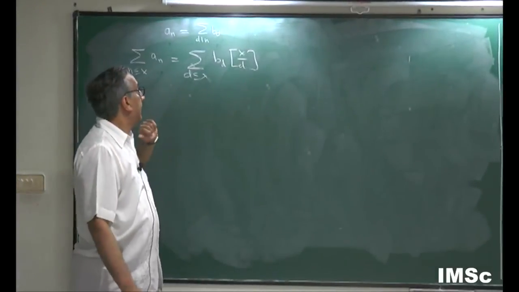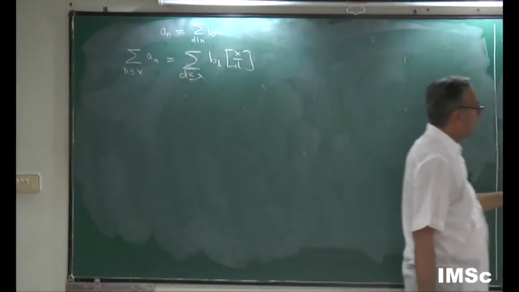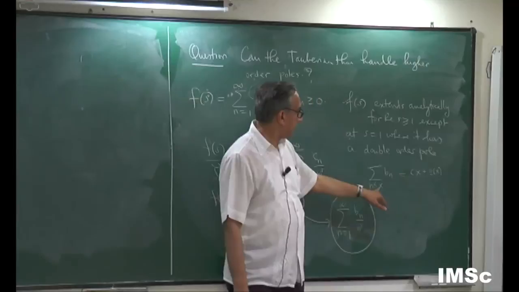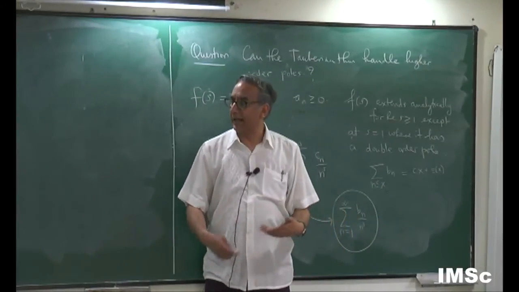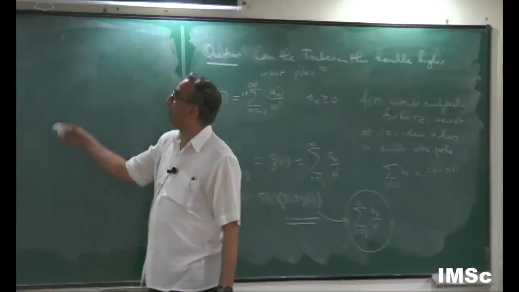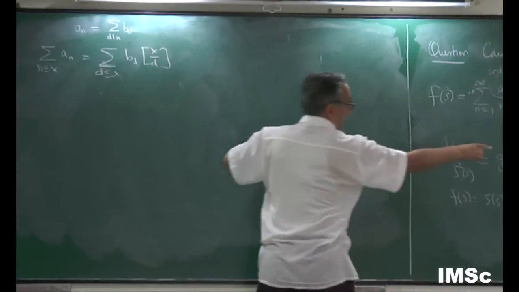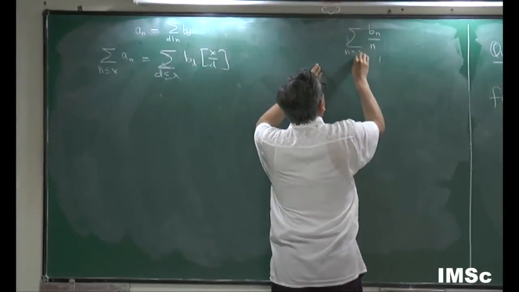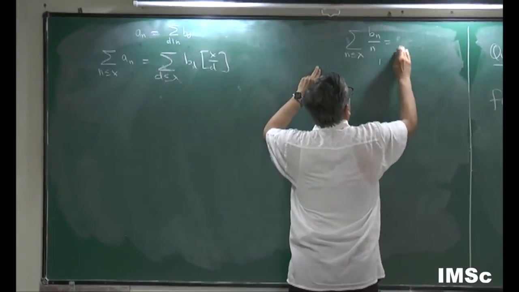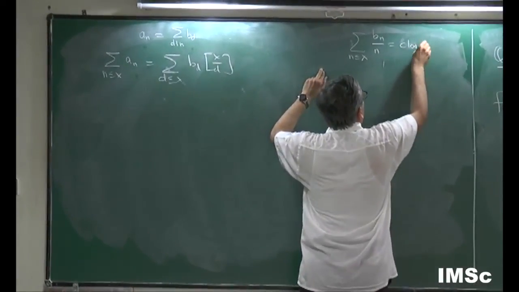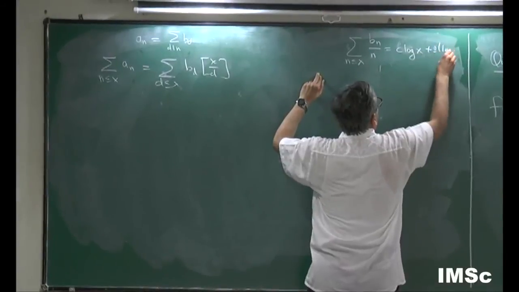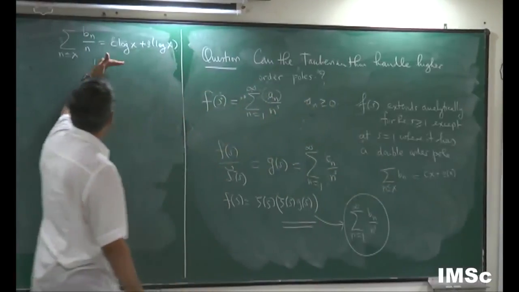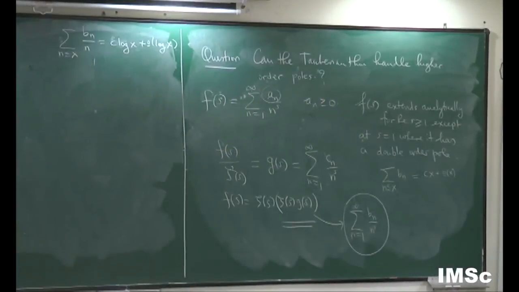Okay? Now, because you know that summation Bn is a constant times x plus little o of x, this is more or less saying that Bn is like a constant on average. So by partial summation, you can deduce from that that summation of Bn over n, n less than x, is equal to the same constant times log x plus little o of log x. Once you have this fact, you can deduce this fact by partial summation. I'll leave that to you.